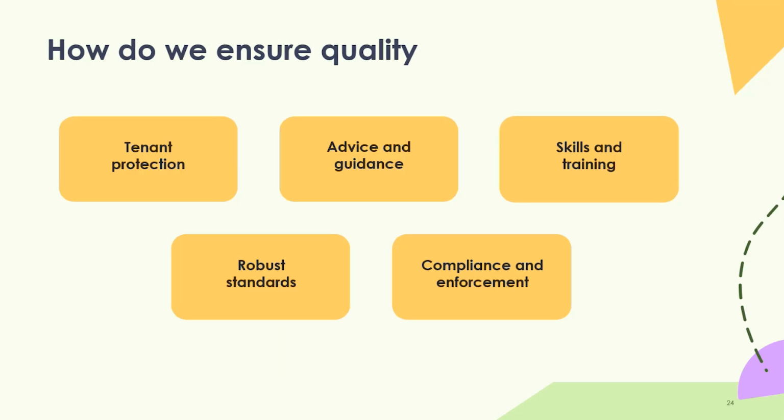So how do we ensure quality to prevent that from happening? We need good tenant protection, so retrofits have to meet tenants' needs, and there needs to be a mechanism in place to report issues to landlords, or whoever owns the property. There needs to be advice and guidance, so they have access to impartial advice that provides comprehensive information about existing and future measures. So what have you put in the property now? What are you going to do in the future? How should you use it?